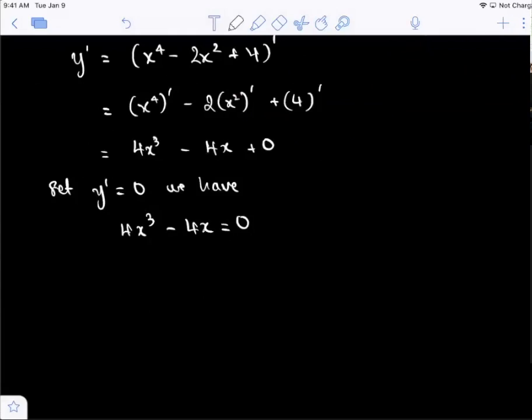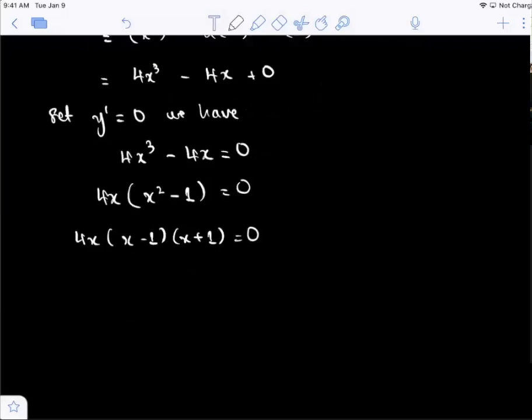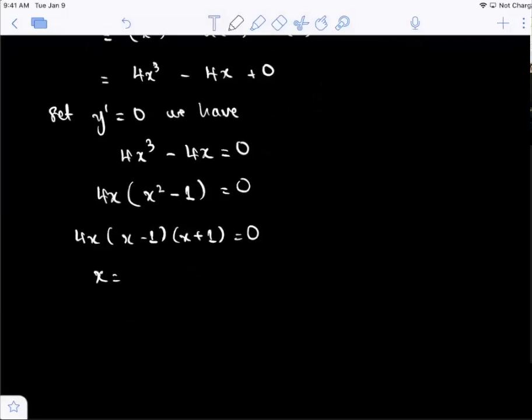And this is just regular solving of equations. With 4x as the common factor, you're left with x squared minus 1 equal to 0. You can factor x squared minus 1 as x minus 1 times x plus 1. So there should be 3 cases: x equal to 0, x equal to 1, and x equal to negative 1.